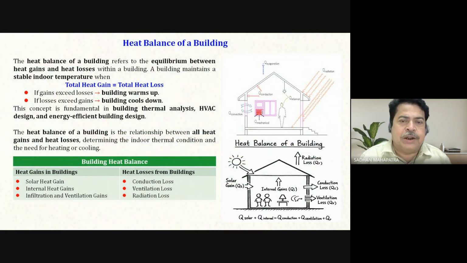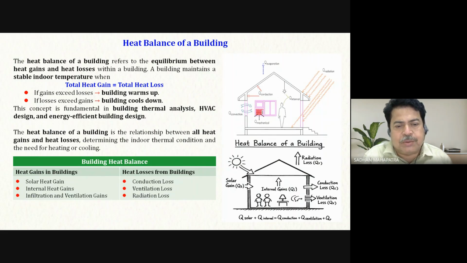When we look at the building, we look at the heat balance of a building. Now the heat balance of a building refers to the equilibrium between the heat gain and the heat loss within a building. So a building maintains a stable indoor temperature when the total heat gain is equal to the total heat loss. Now if gain exceeds the losses, the building warms up. If the losses exceed the gain, then the building cools down. So the concept is fundamental in building thermal analysis, HVAC design, and energy efficient building design.